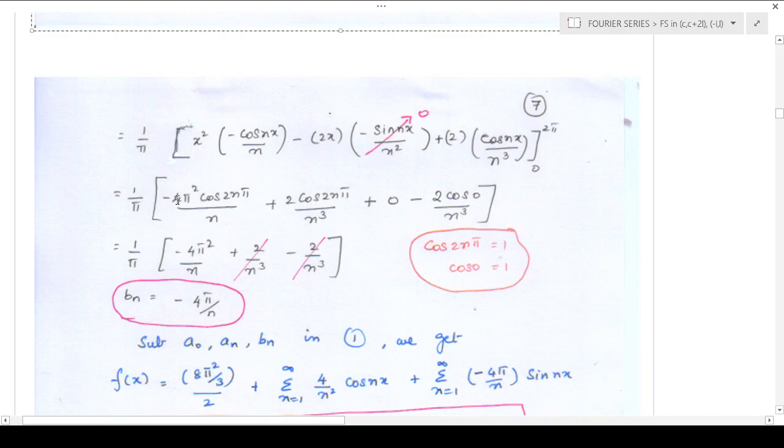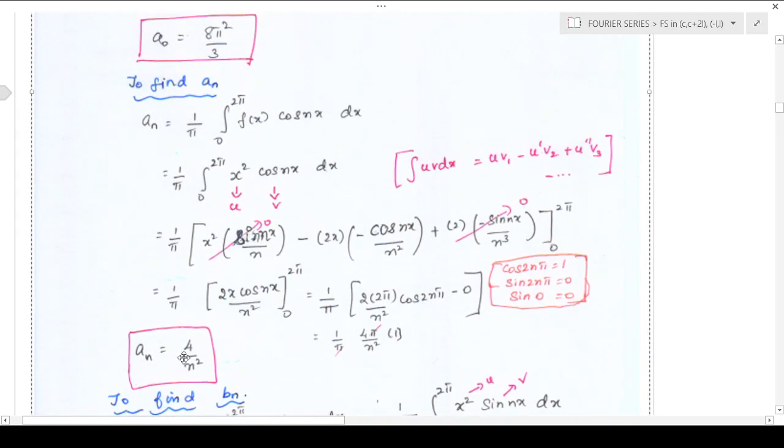Now cos 2n pi is 1. So this will become minus 4 pi square by n. This will be 2 by n cube. Cos 0 is also 1. This will be minus 2 by n cube. So 2 by n cube and 2 by n cube will get cancelled. This is your bn.